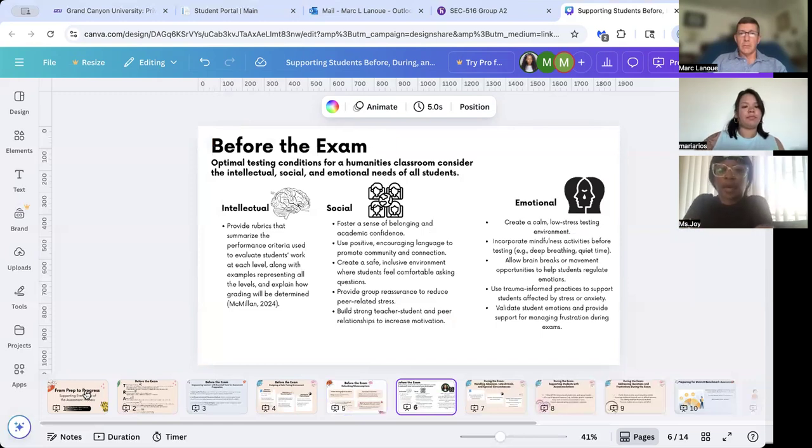So before the exam, optimal testing conditions for a humanities classroom considers the intellectual, social, and emotional needs of all students. An example from each: for intellectual, provide rubrics that summarize the performance criteria used. For social, foster a sense of belonging and academic confidence. Use positive, encouraging language to promote community and connection. And for emotional, create a calm, low stress testing environment. Incorporate mindfulness activities before testing. Allow brain breaks or movement opportunities to help students regulate emotions.